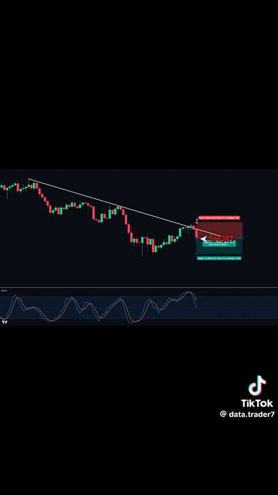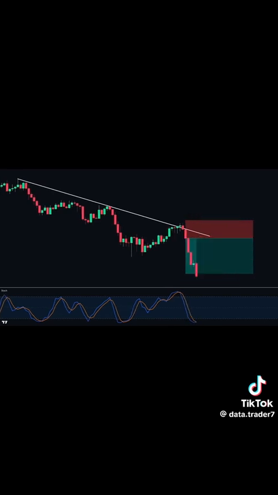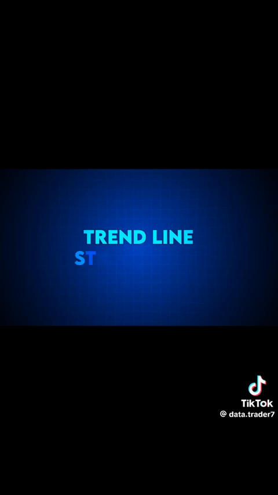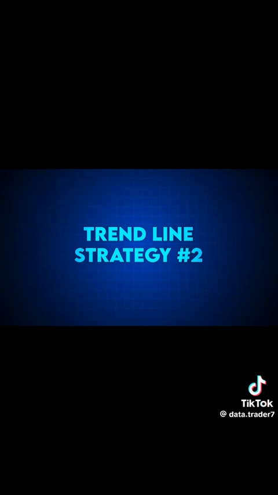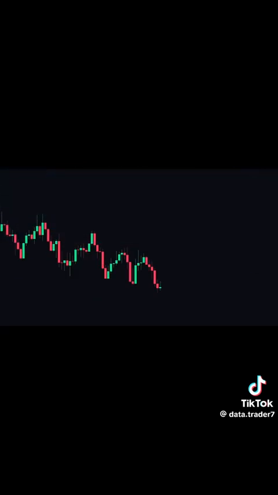Next, we can place a stop loss slightly above the swing high, and the take profit at 2 times the size of our stop loss. And as you can see, price dropped perfectly and hits our take profit. Now, there's actually another trend line strategy that I use, and this one can potentially bring in even more profits. So let's move on to strategy number 2. The way this strategy works is simple. Let's say we have an established trend line during a downtrend.